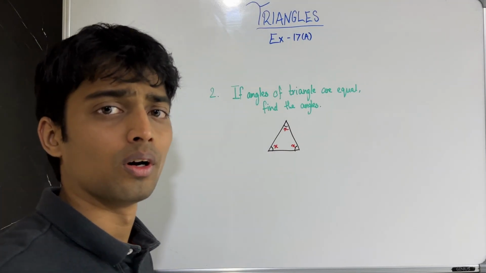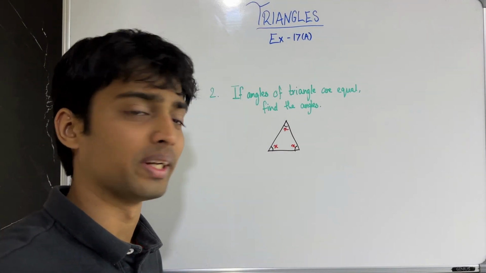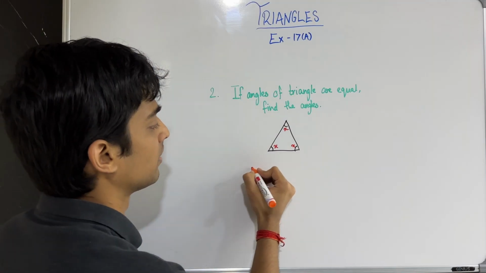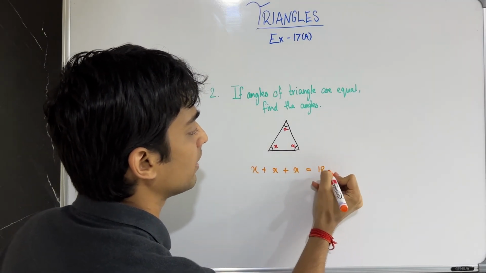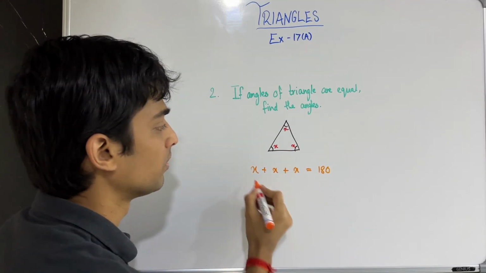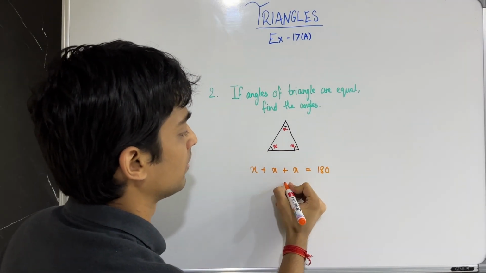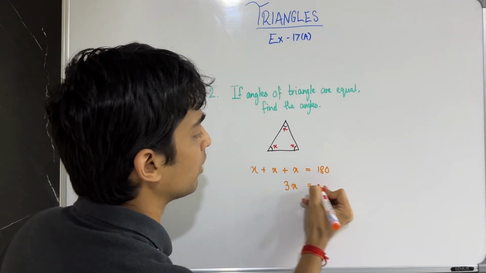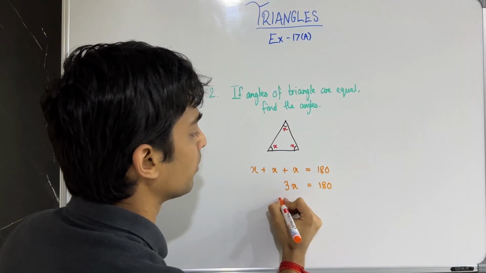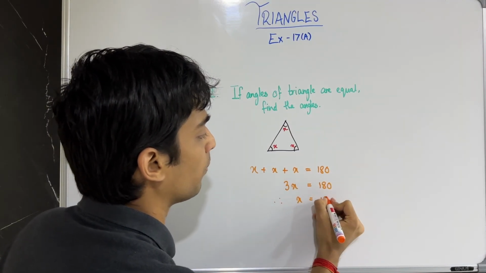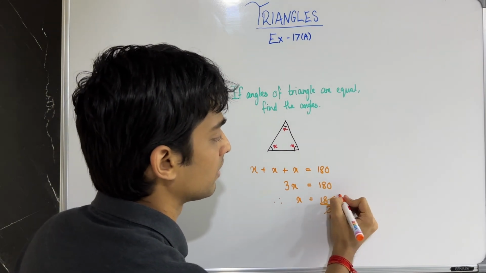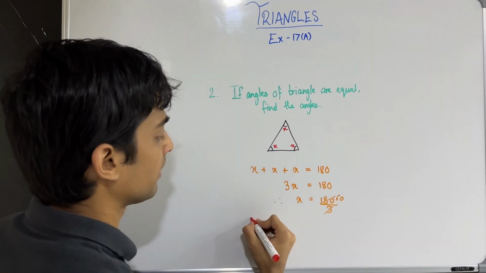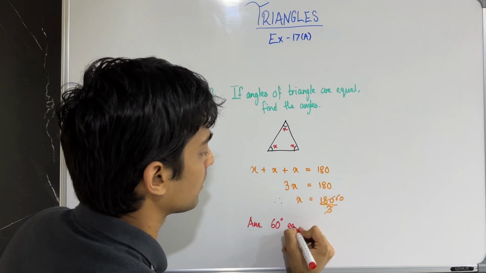Now we know the sum of angles of a triangle is 180. So we can write x plus x plus x equal to 180. There's a single unknown value. So we get 3x equal to 180. Therefore x equal to 180 upon 3. We get 60. So the answer is 60 degrees each.